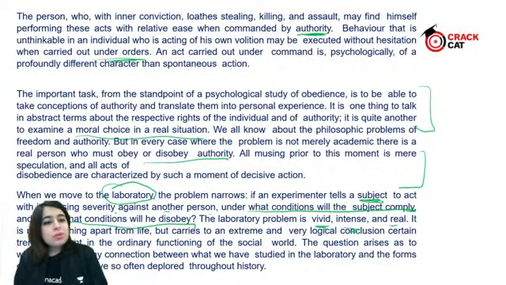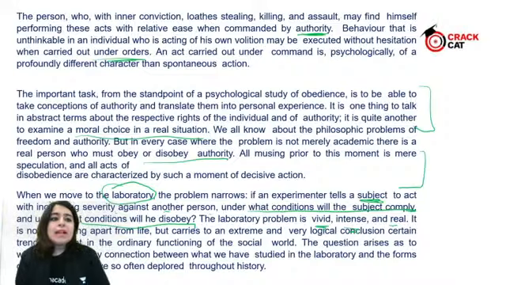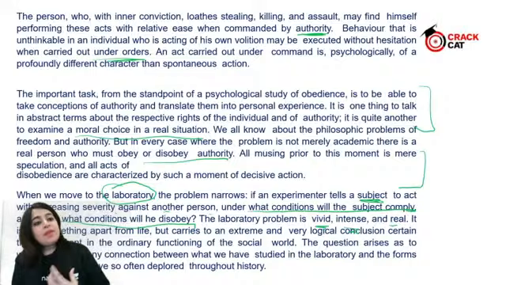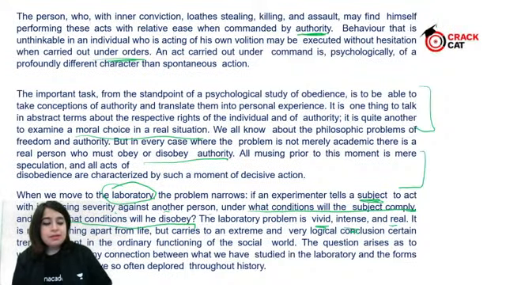So it says, a person who with inner conviction loathes stealing, killing, and assault may find himself performing these acts with relative ease when commanded by authority. Behavior that is unthinkable in an individual who is acting of his own volition may be executed without hesitation when carried out under orders. An act carried out under command is psychologically of a profoundly different character than spontaneous action.